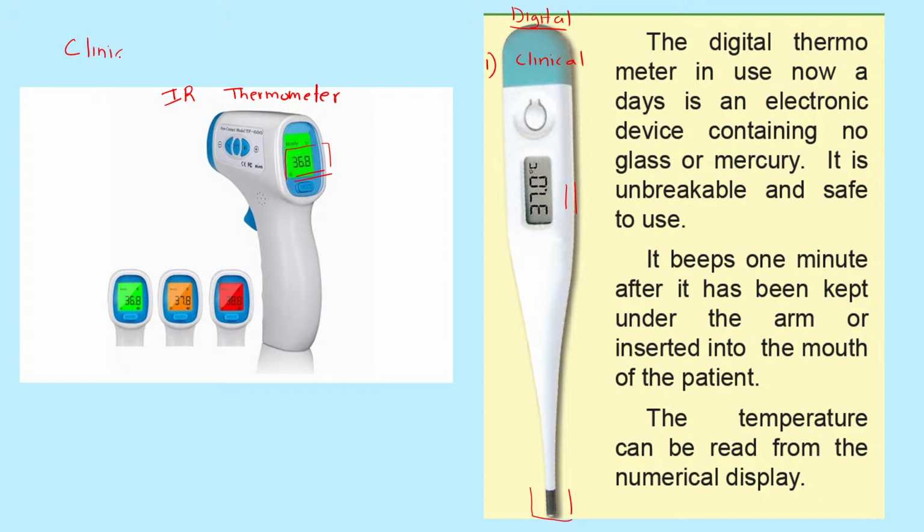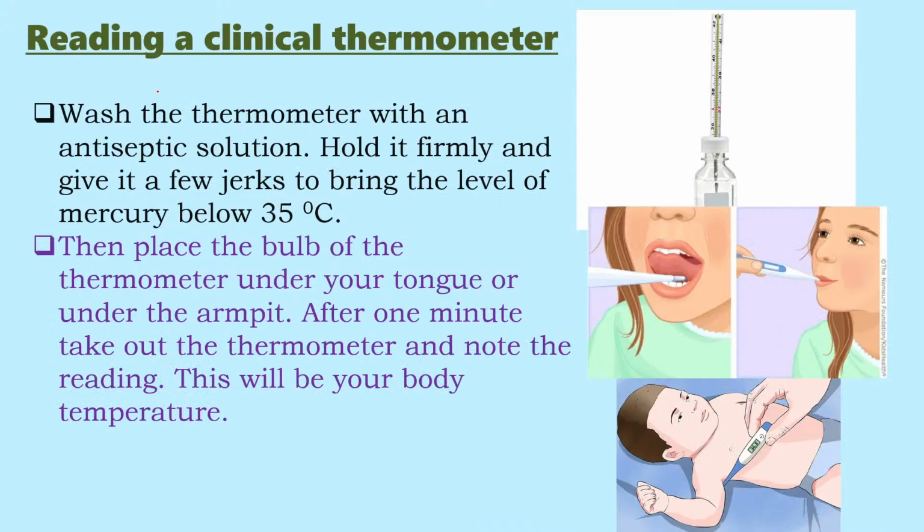So both these are clinical thermometers only, but these are the latest versions of the clinical thermometer. One is called a digital one. Here it is the infrared one. Now while reading the temperature, you have to take certain precautions while using this thermometer. So what are the precautions?